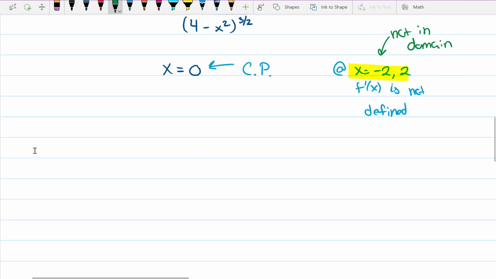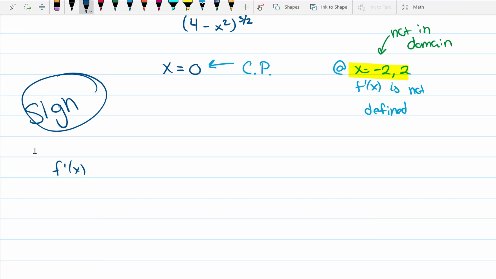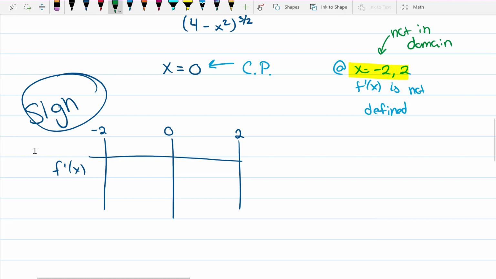So now I recommend we make that sign chart that I like so much. F prime of x, and sign, this is S-I-G-N, sign, not sine wave. Okay, so I'll draw this. And I'm going to put -2, 0, and 2, keeping in mind that it's undefined at these points. I just need them for my endpoints. And I need to pick a value between -2 and 0, so I'm going to pick -1. And I need a value between 0 and 2, so I'm going to pick 1.